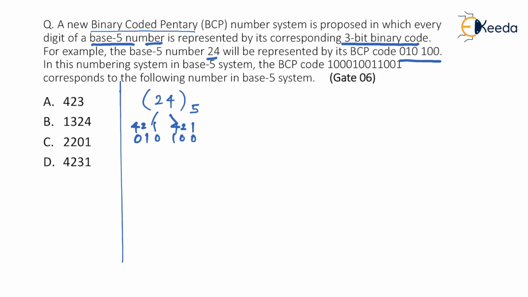So right now they're asking us for the reverse procedure. Now the BCP code is given to you and you have to identify what number they are trying to propose in decimal. So let's first of all copy the number, which is 100100111001, right? Now what I'll do, I know that I have to group them in 3 bits because every digit gives you a 3-bit binary code. So just go on grouping the bits.